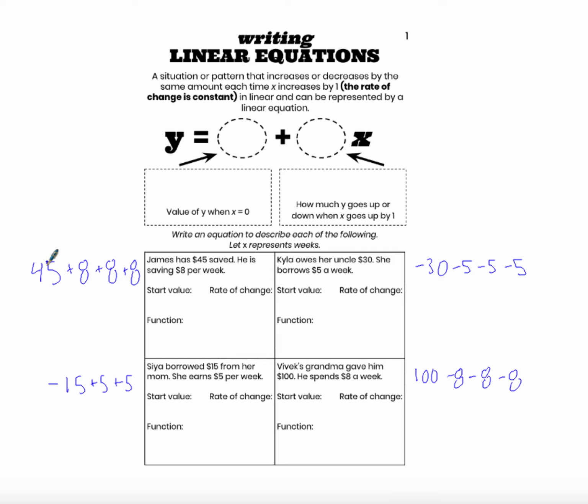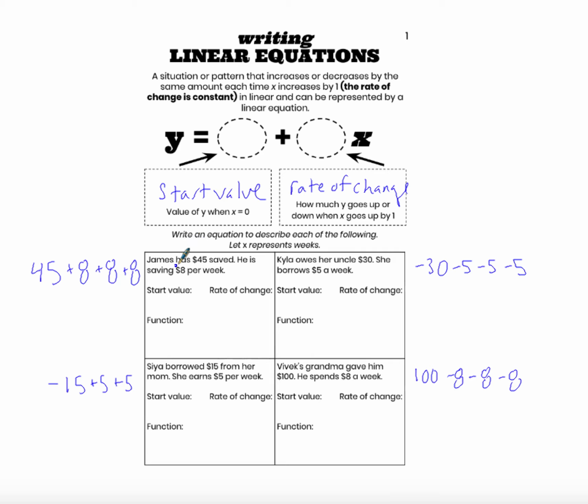The way we do that is all of our equations start with our start value. And then to represent this repeated addition or repeated subtraction, we multiply x by the rate of change. That's how much y goes up or down when x goes up by 1.